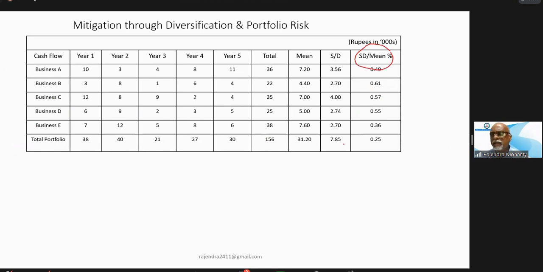Sir, 0.25, how did you get the total portfolio in the last column, 0.25? Can you read this one? SD mean percentage. So what is SD? How much is the SD for the total portfolio? What is the SD? 7.8. I hope you got it. 7.85. What is the mean? 31.20. Multiplied by 100, how much do you get?